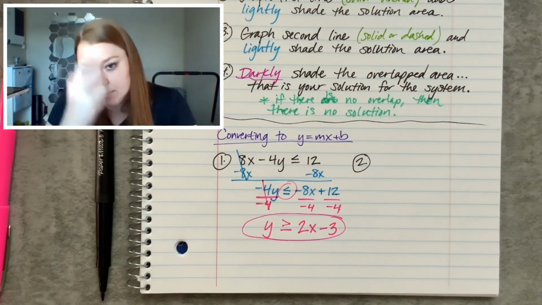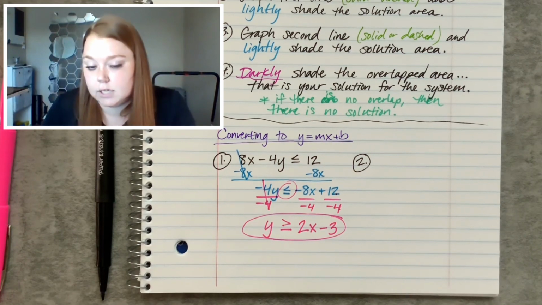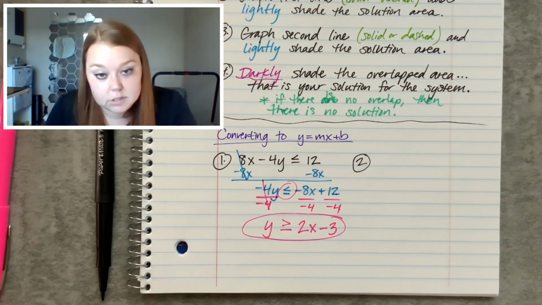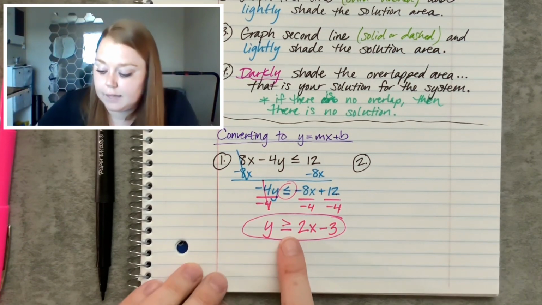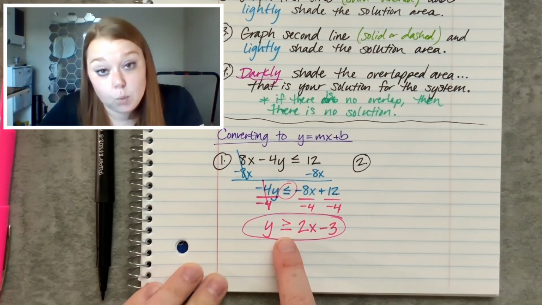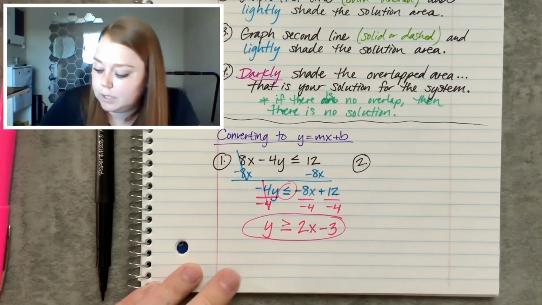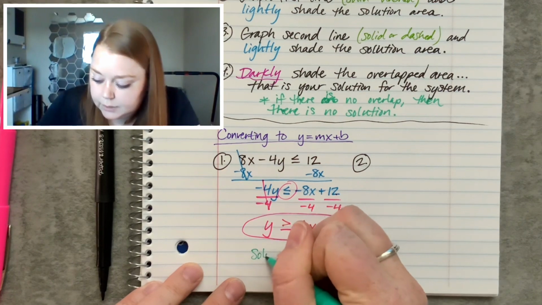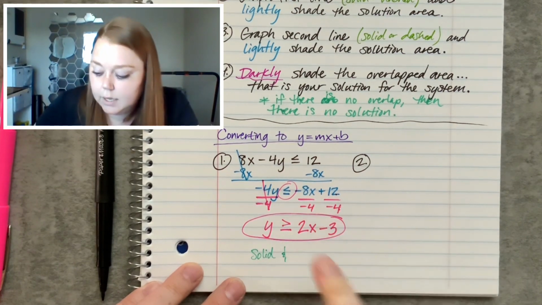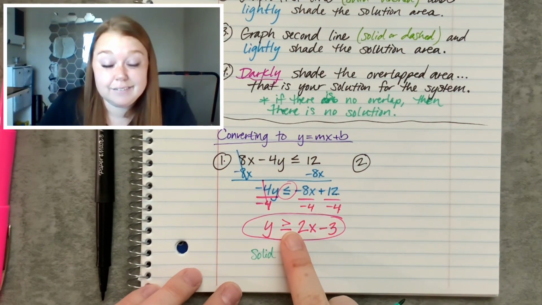Now, just to kind of bring this around, let's think about whether this would be a solid or dashed line and where we would shade. That's greater than or equal to. Because it can be equal, that's a solid line. Because it's greater, you're going to shade above.